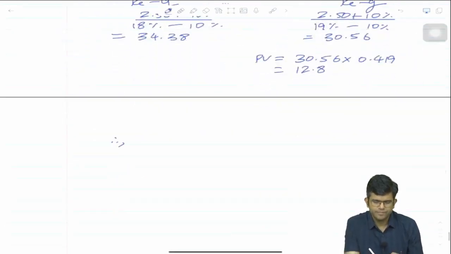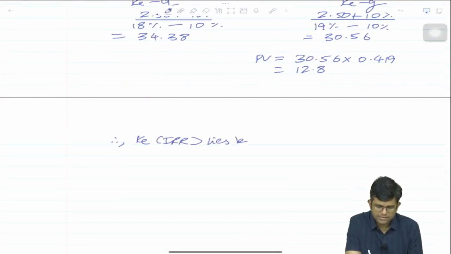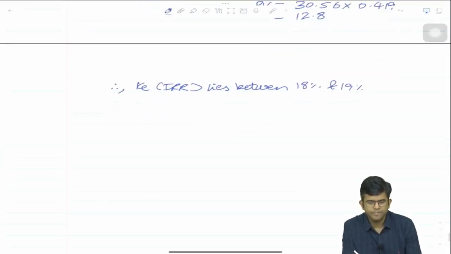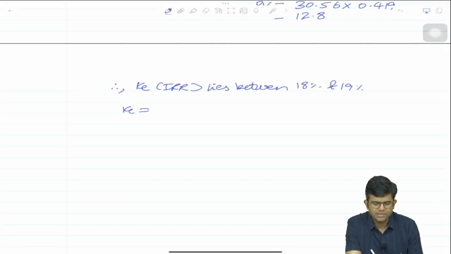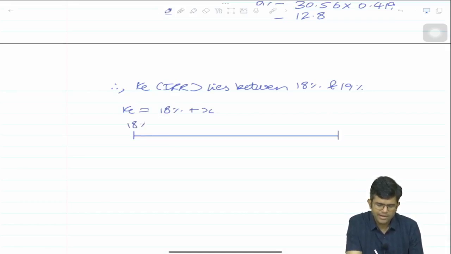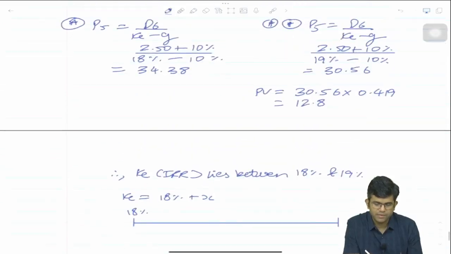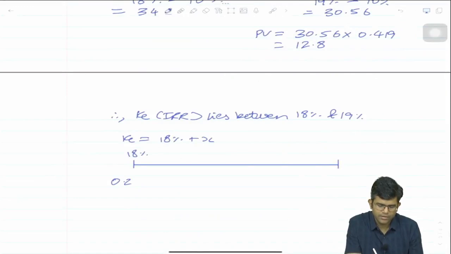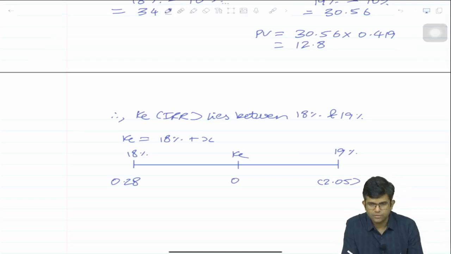So therefore KE, that is IRR, lies between 18% and 19%. KE is equal to 18% plus X. At 18% there is a positive NPV of 0.28. At 19% negative NPV of 2.05. At KE the NPV should be 0.